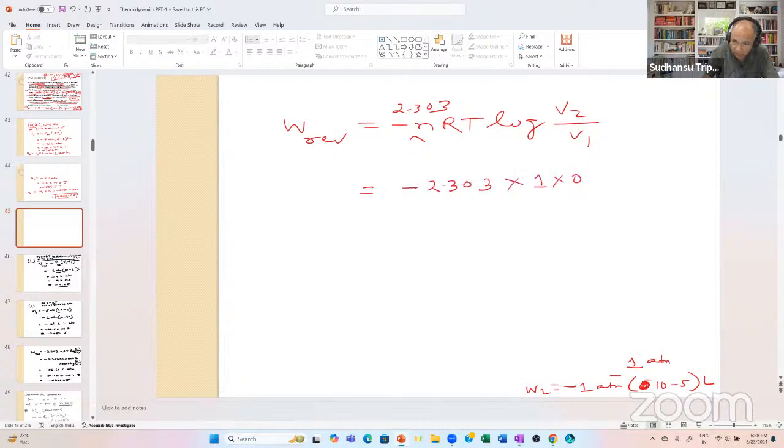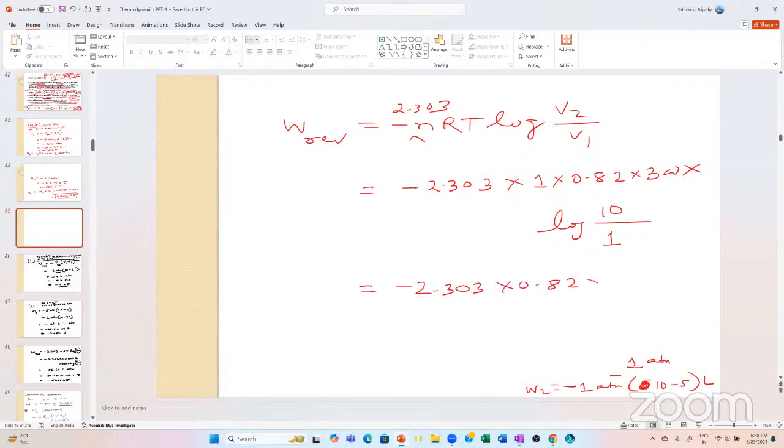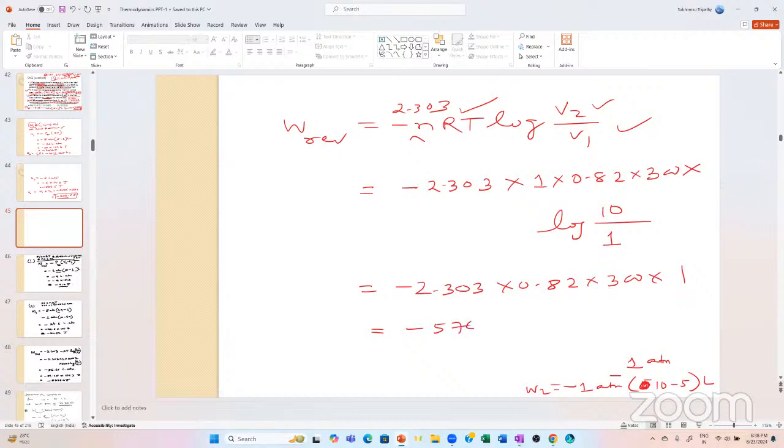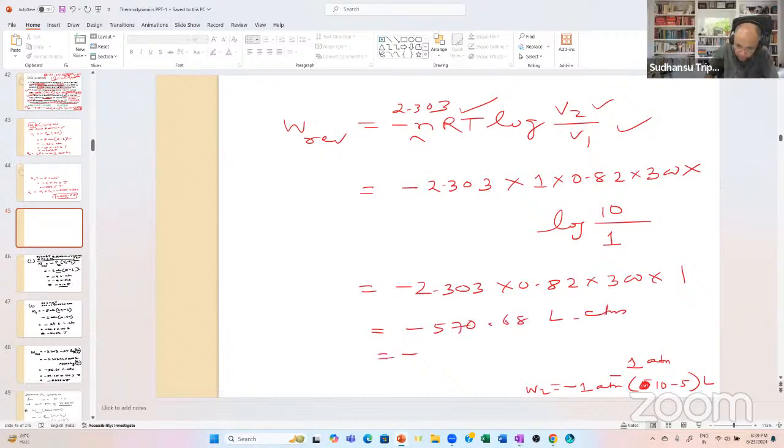Number of moles is 1, R is 0.082, into temperature 300, into log of the final volume 10 over the initial volume 1. We found 0.99 something, which we have taken as 1. So log 10 to the base 10 is 1. Calculate this and convert. R is in liter atmosphere and we have taken volume in liters, so the ratio cancels and the answer will be in liter atmosphere. Per Kelvin cancels with temperature. So how much? 570.68 liter atmosphere. Convert it into joules.